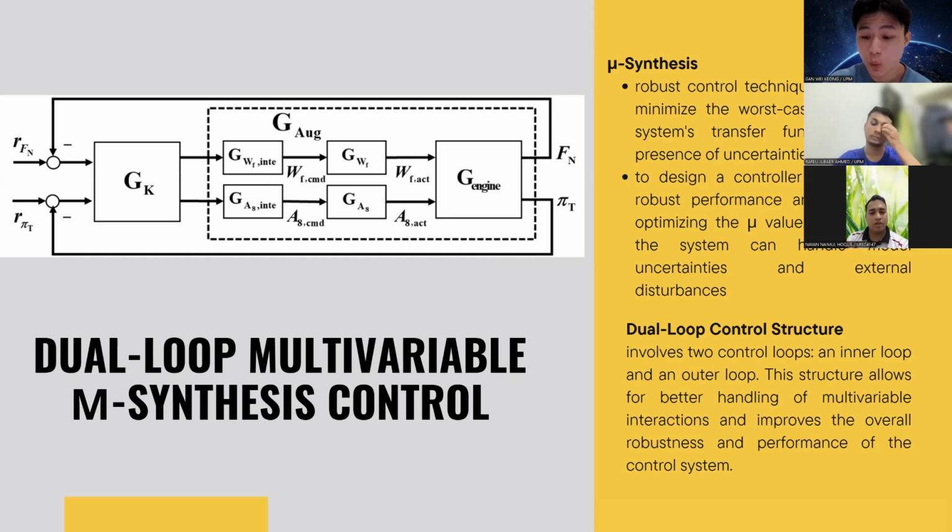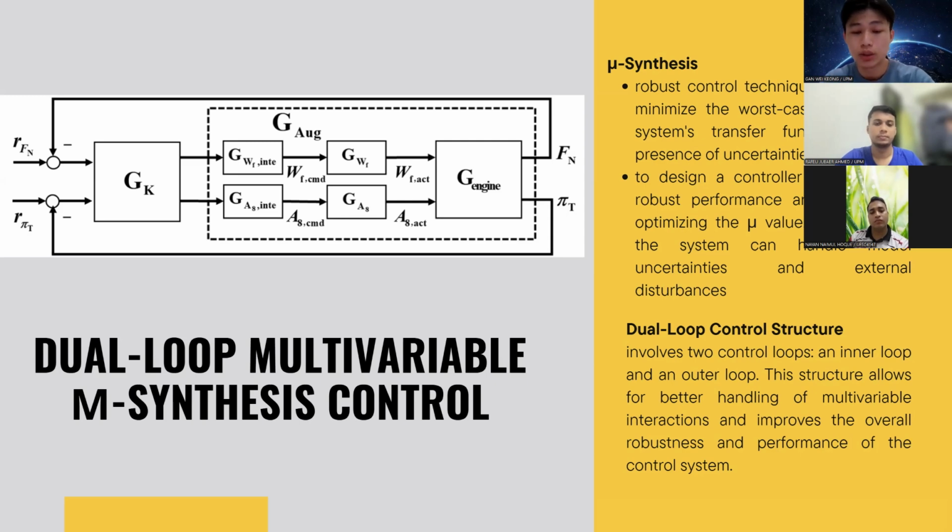What is the goal of mu synthesis? It is to design a controller that maintains robust performance and stability by optimizing the mu value, ensuring the system can handle disturbances and uncertainties effectively. Now, what is the dual loop control structure? It contains two loops, an inner loop and an outer loop, and each has a different function. The inner loop manages fast dynamics and local control. The outer loop addresses slower dynamics and overall system performance.